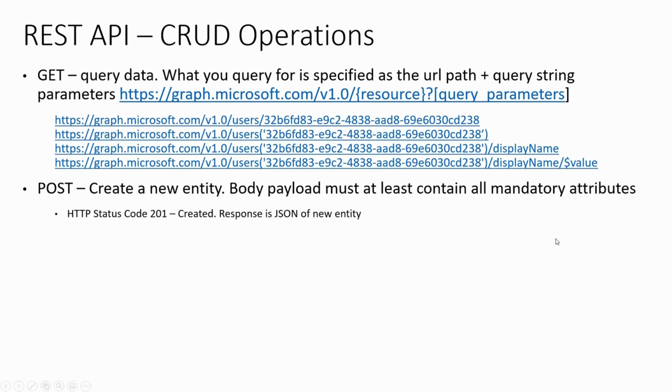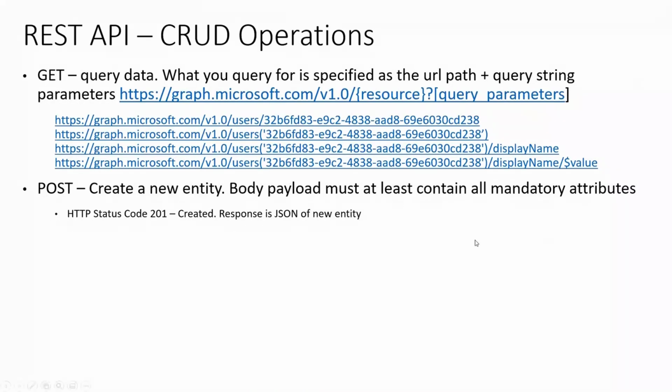When you do POST, you craft a JSON payload of what you want to create, but POST means you need to create a new entity. So if the unique ID or anything else that needs to be unique, like a user principal name or something like that, already exists, it's going to give you an error saying no, you can't do this. But if it works, you get a 201 back saying, I've created this object, and it echoes back the complete object for you.